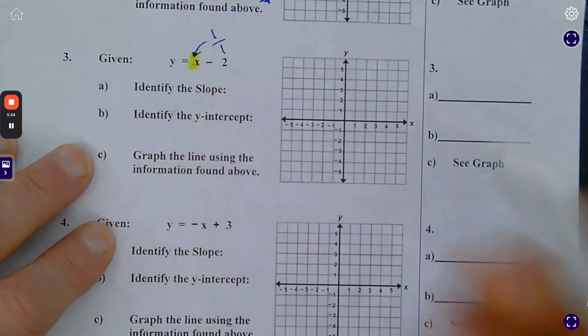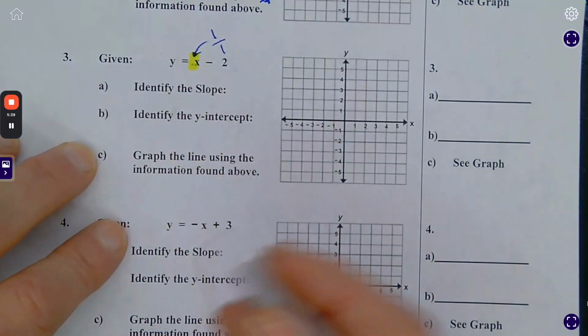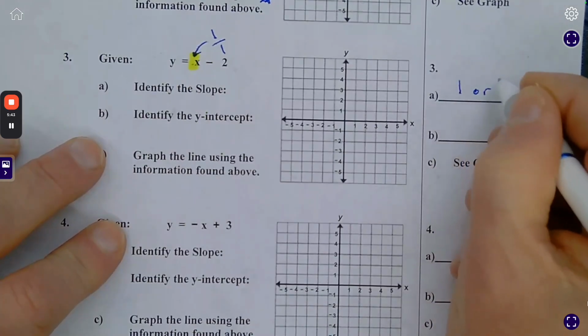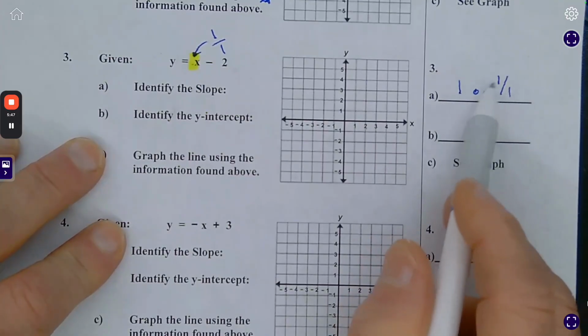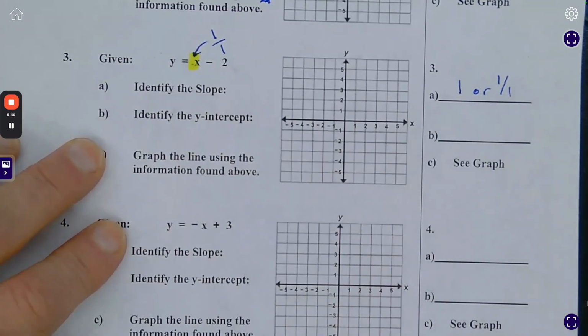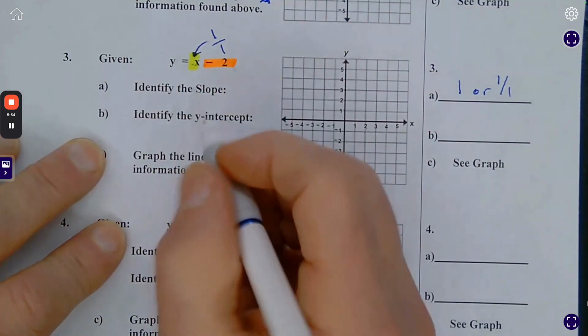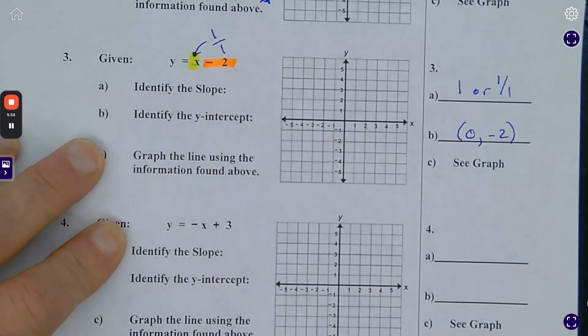So my rise over run is 1 over 1. Okay, so my slope is, you can put 1 or you can put 1 over 1. Either way is fine. I like to put it as a rise over run, so I suggest you get in the habit. Your y-intercept is this term right there. That's 0, negative 2. Okay, let's graph it.